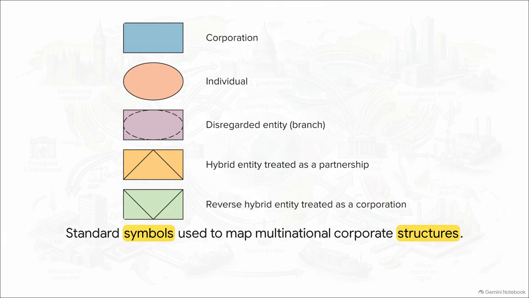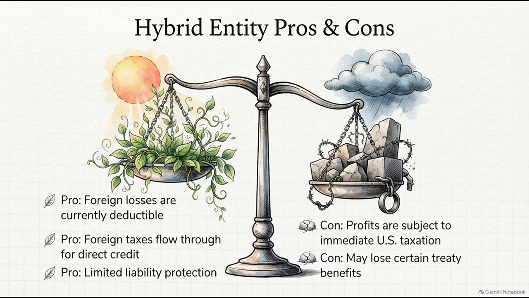The shape Daniela chooses literally dictates exactly when the U.S. taxes her foreign profits. One really fascinating option for Daniela is to create a hybrid entity. And she can do this by simply checking a box on IRS Form 8832. For Canadian legal purposes, it's treated like a corporation, which grants her limited liability protection. But for U.S. tax purposes, it's treated as a flow-through entity, sort of like a branch.